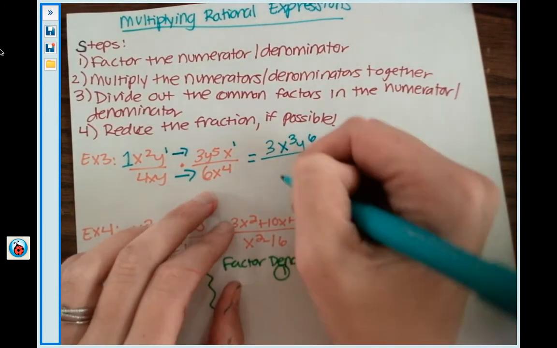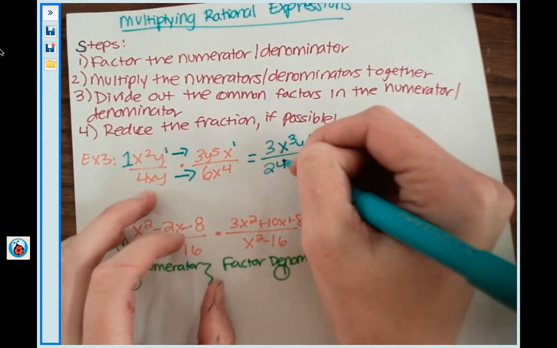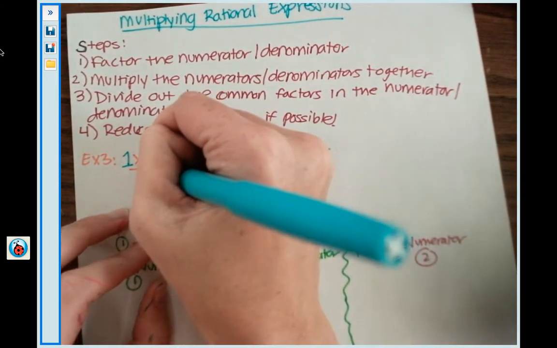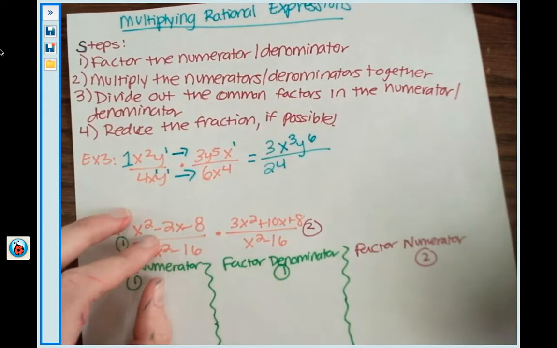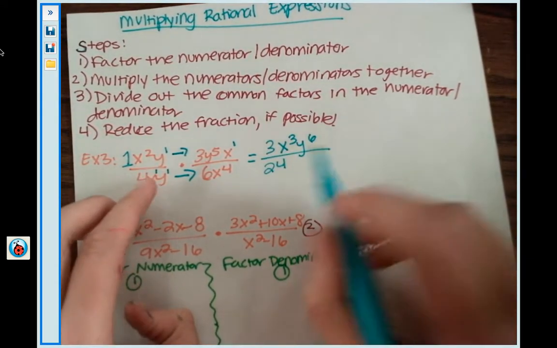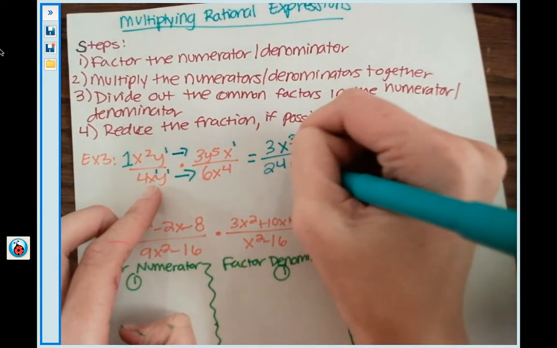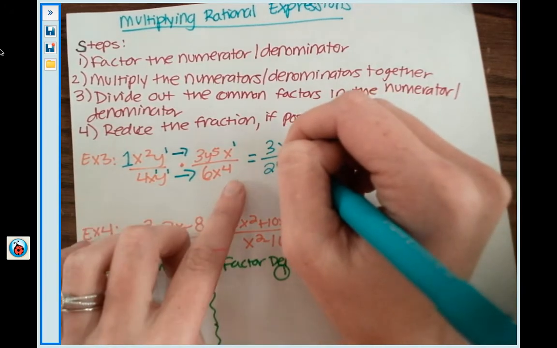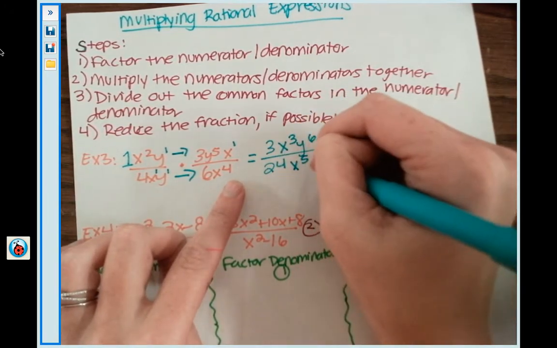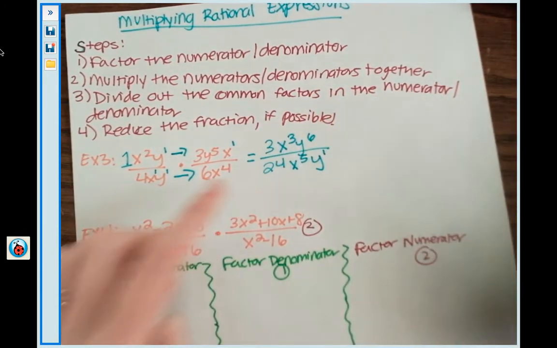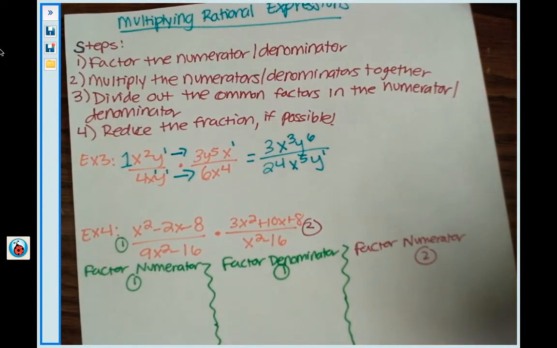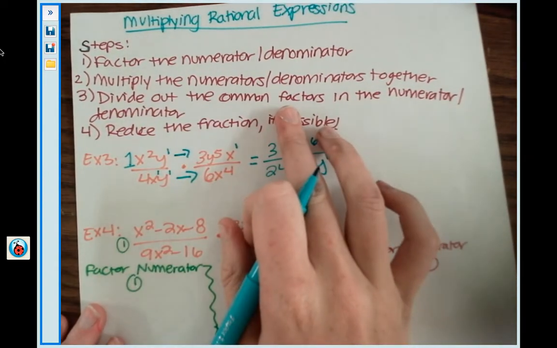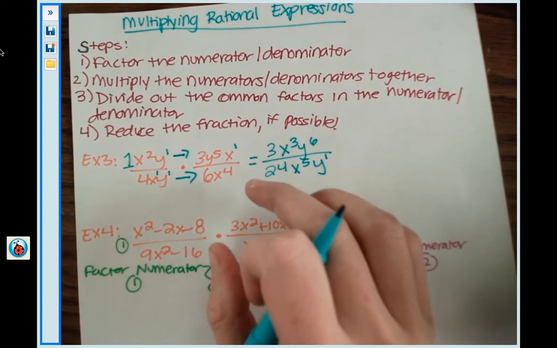Same thing with the denominator. 4 times 6 is 24. X times x to the 4th, there's secretly a 1 on that x, and I'm just going to go ahead and put the y in there so we remember. 1 plus 4 is 5, so this is x to the 5th. And y doesn't have anything to multiply to, so I'm just going to bring the y to the 1st on over.